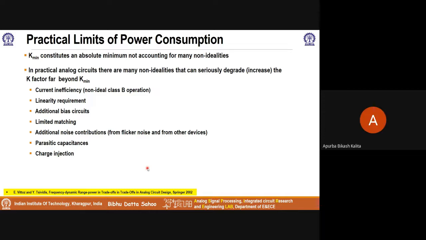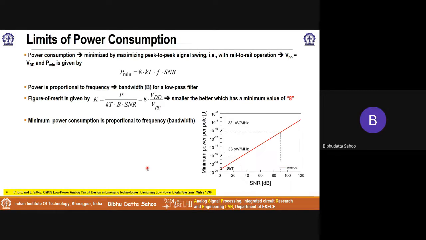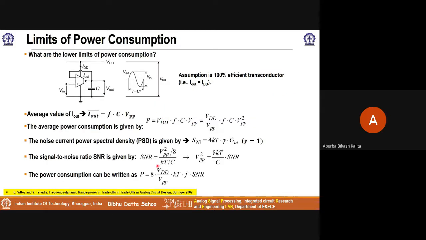Sir, yes. The K factor has the minimum value of 8, provided we can swing all the way rail to rail. The 8 comes from the signal shape being sinusoidal. If it is not sinusoidal, then what will happen to this?